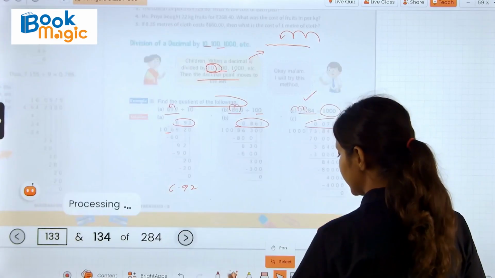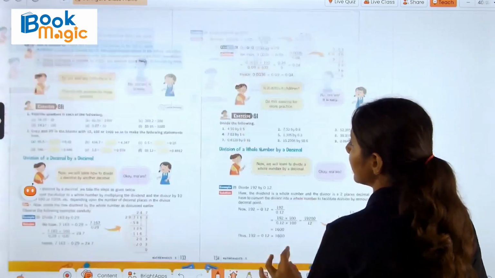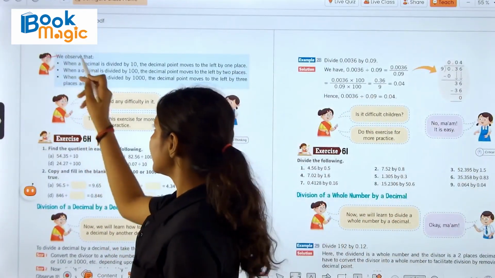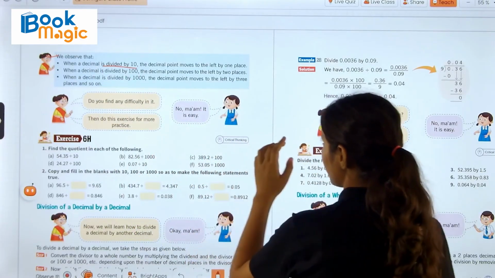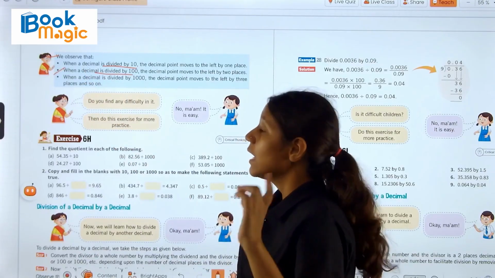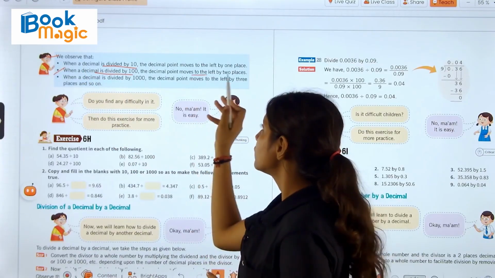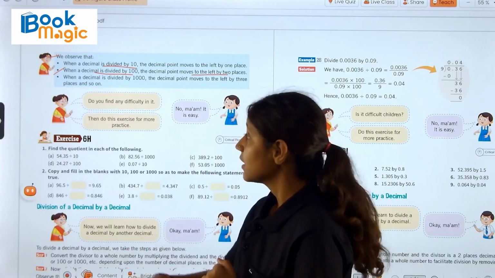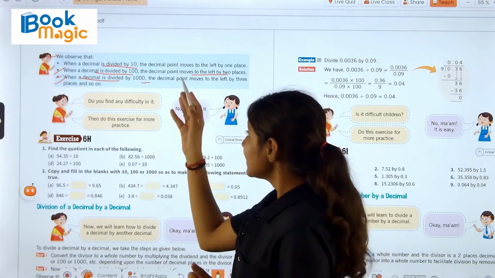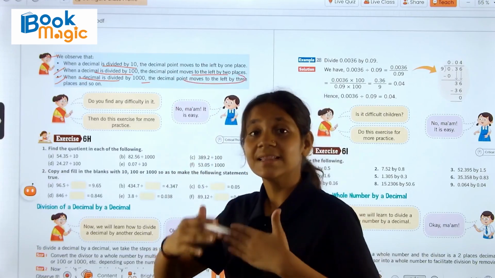Let's move to the next page. We have here a note. What we are observing here: when a decimal is divided by 10, the decimal point moves to the left by one place only. When a decimal is divided by 100, the decimal point moves to the left by two places. Now when a decimal is divided by 1000, the decimal point moves to the left by three places.